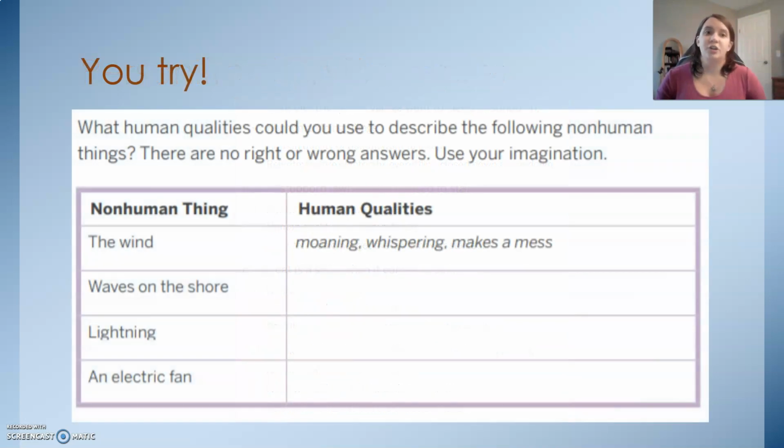So now you're going to get a chance to try. On a separate piece of paper or a notebook, something you have, you're going to fill out the rest of this chart. You're actually going to create it on yourself. The first one's already been done for you.